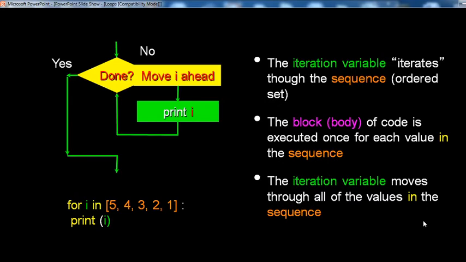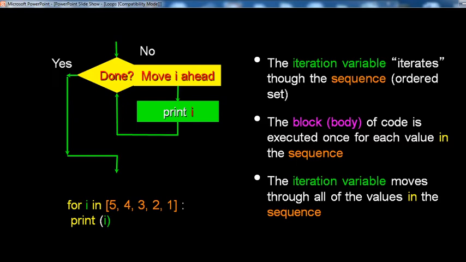Again, see the same example with the flowchart in detail. For I in 5 4 3 2 1 print of I, that is the example. Flowchart done. Move ahead, print I, same as the earlier flowchart. The iteration variable iterates through the sequence. The block body of code is executed once for each value in a sequence.